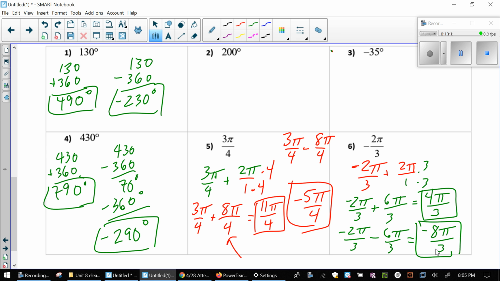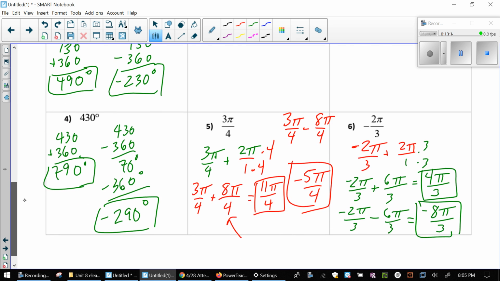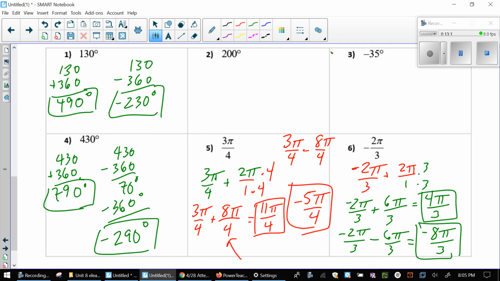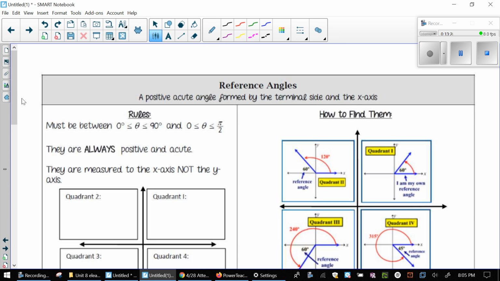But again, that's all there is to it with coterminal angles. Remember, co means the same. So the same angle with a different measurement. They're in the same place. When you draw it, it's in the same place, same angle, they just have a different measurement. All right, so now let's talk about reference angles.